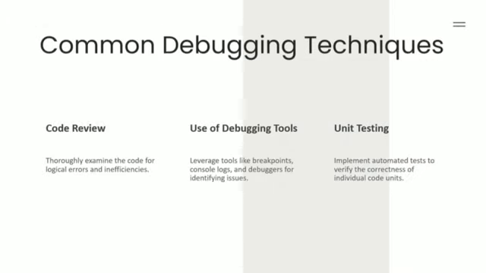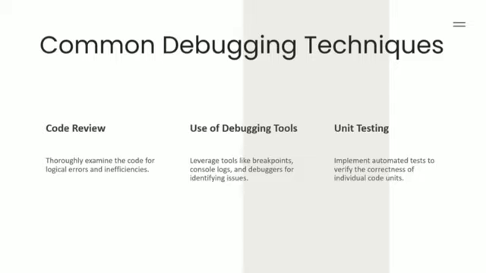What is meant by debugging? Debugging is to find and solve the errors in our code. Common debugging techniques are code review, use of debugging tools, and unit testing. Code review means thoroughly examining the code for logical errors and inefficiencies. Debugging tools like debuggers help identify issues. Unit testing means testing the code repeatedly and rigorously.